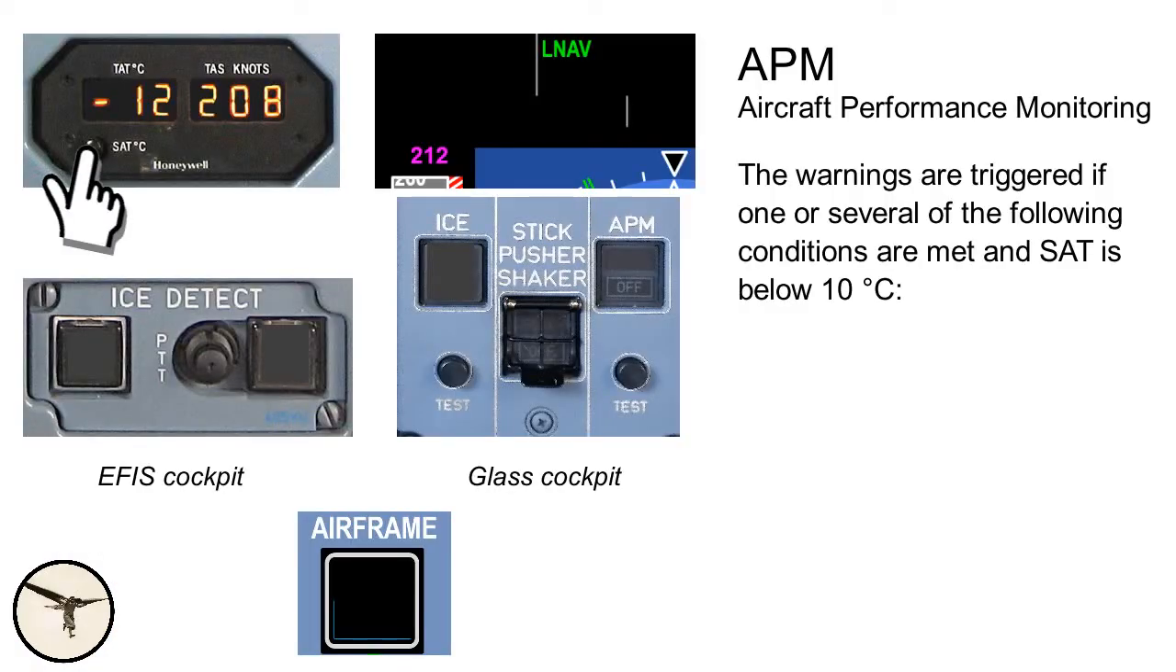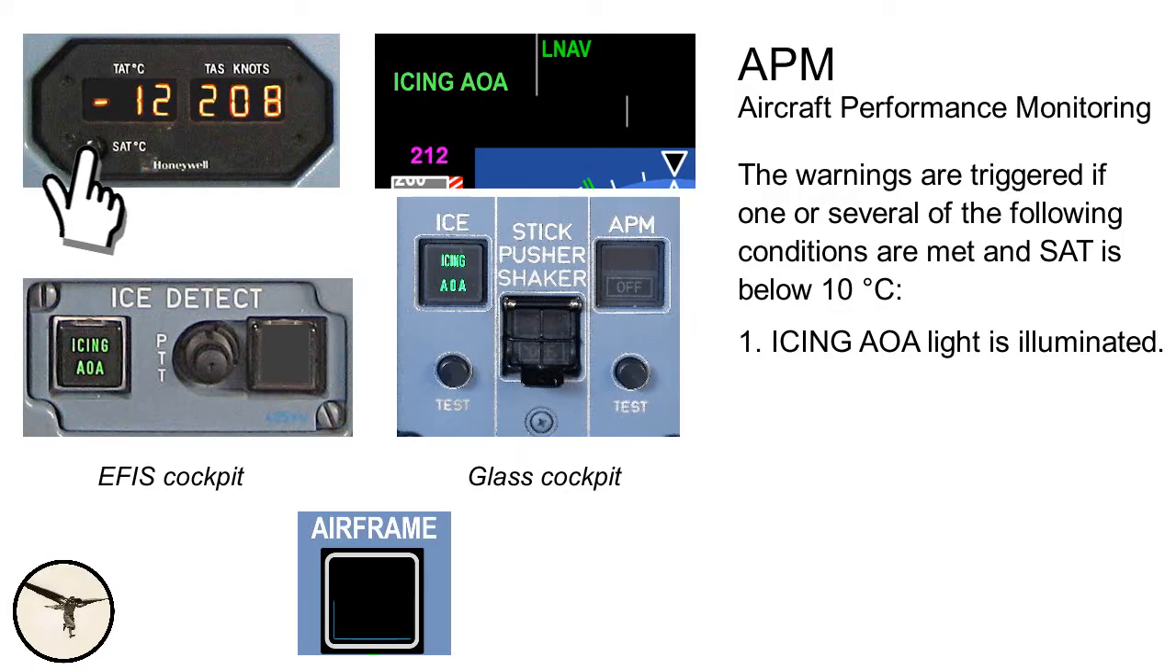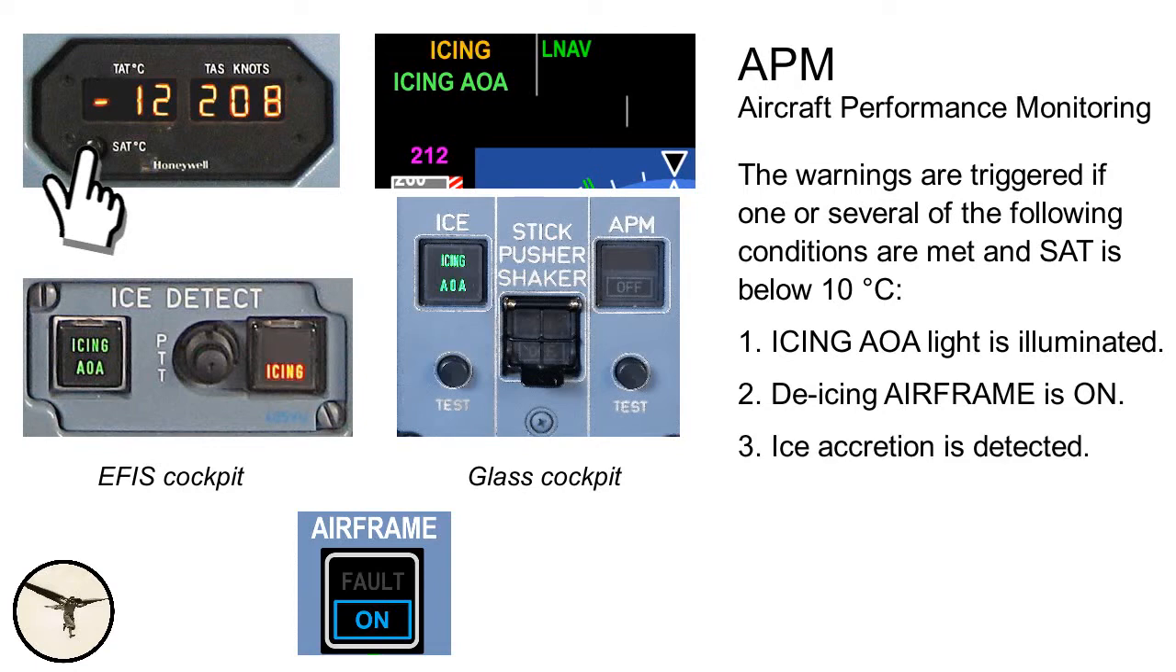The APM compares aircraft theoretical drag with actual drag and alerts the flight crew if abnormal loss of aircraft performance occurs. The warnings are triggered if one or several of the following conditions are met and SIT is below 10 degrees Celsius. Icing AV light is illuminated. De-icing airframe push button is selected on. Ice accretion is detected.